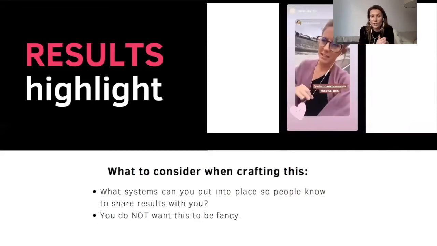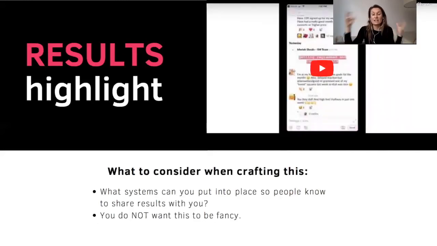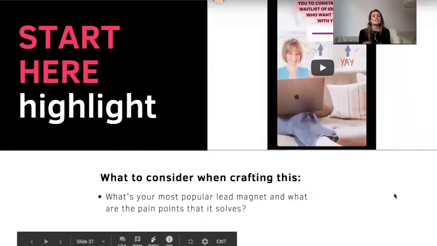This is not hard. It actually is going to take a lot less work than collecting testimonials if you have a process and a system in place, making sure you're collecting this at least once every 30 days. Have something in your calendar where you're like, okay, today I'm going to reach out to get this highlight. The next one is a start here highlight. This is another non-negotiable.